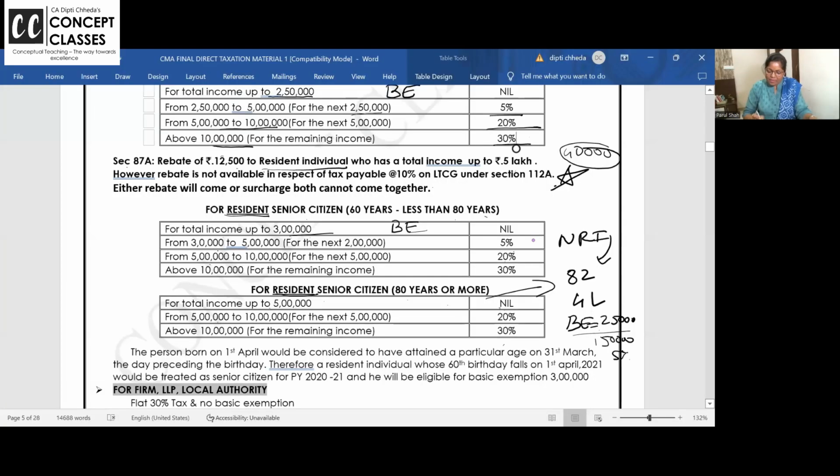So this is a beautiful small concept called rebate, which is given only to resident individual, total income up to 5 lakh. This rebate is not allowed on long-term capital gain under 112A, meaning shares. When you sell listed shares which are listed on stock exchange, tax rate is 10%. In that you are not given the rebate.